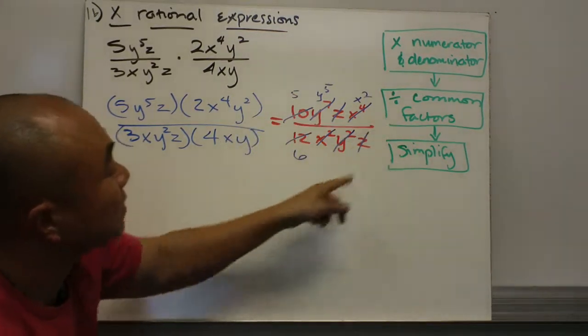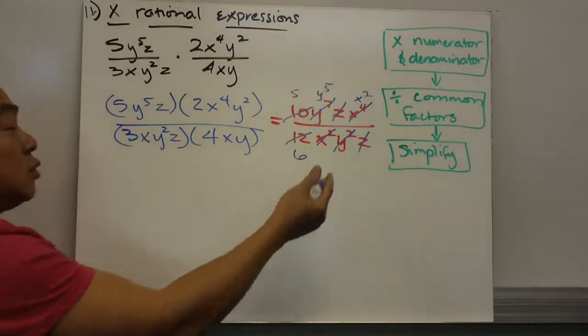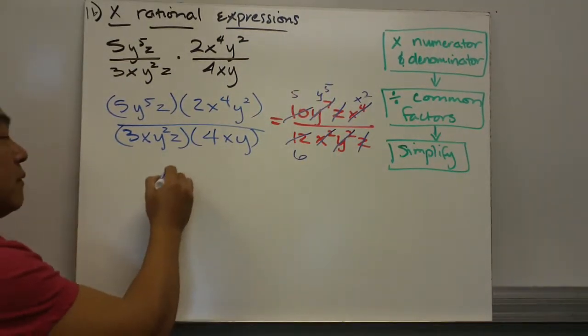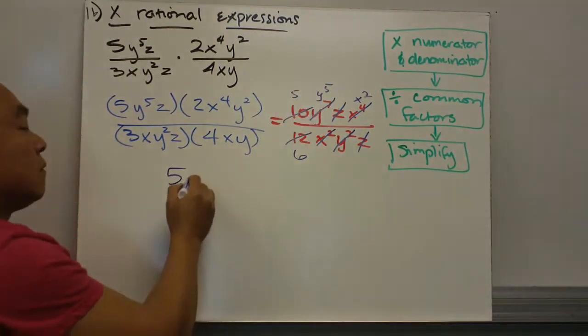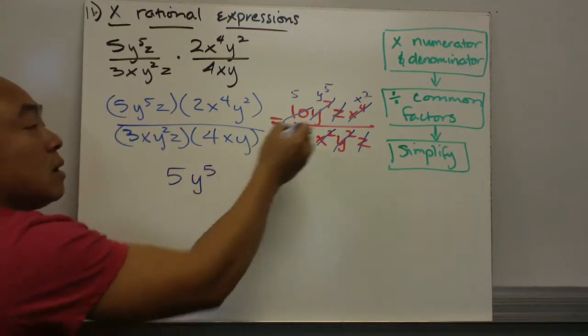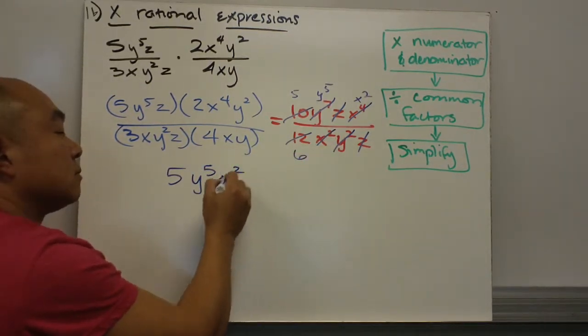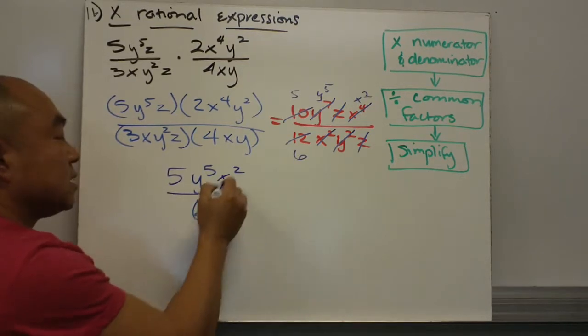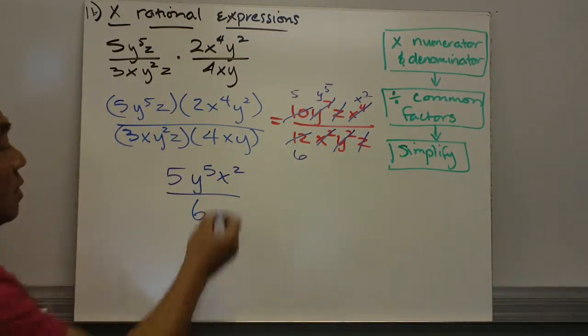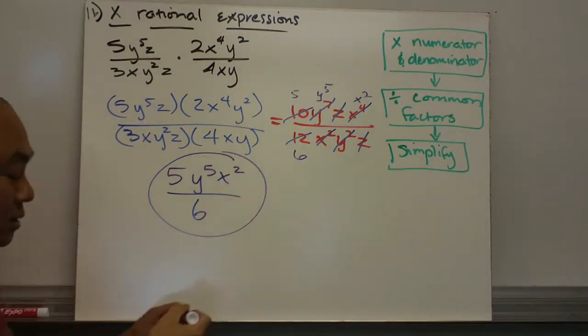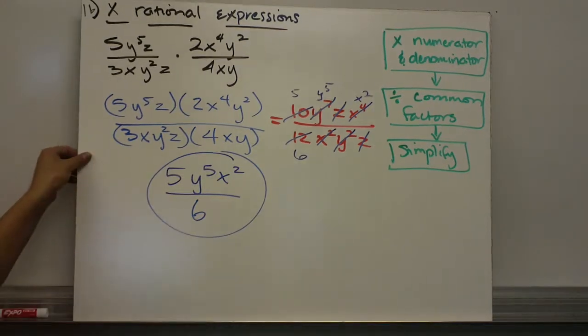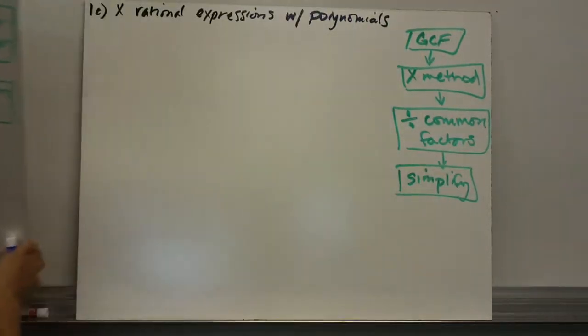Alright, so I'm just going to go ahead and write down what I have left. If you notice, it's the things in blue. So I now have 5 right here, and then I have y to the 5th, and then times x to the 2nd, all over 6. Okay? Alright, and that is my answer for that. That's simplified. Alright, let's do another one.